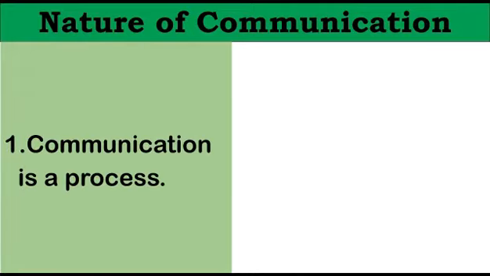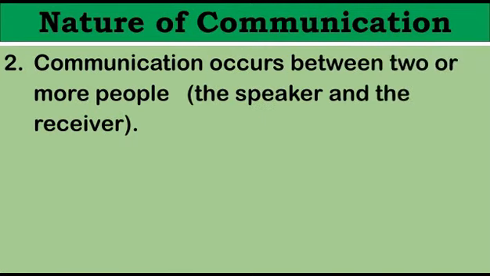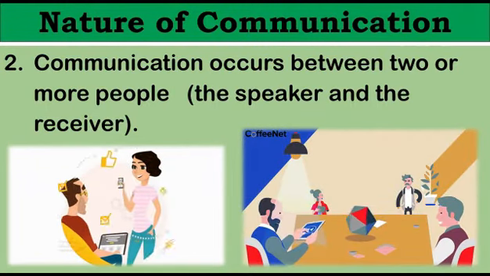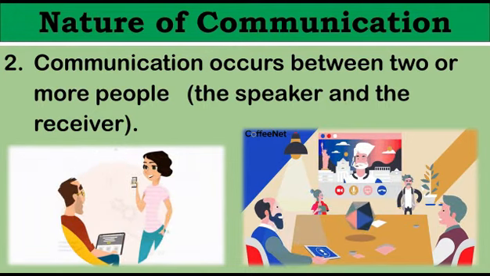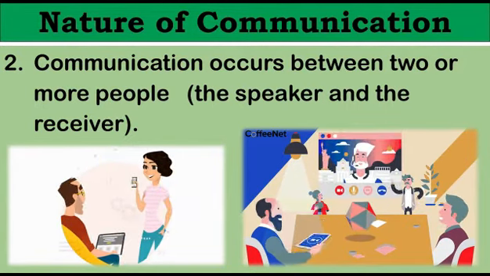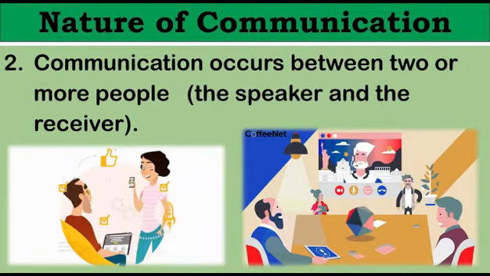First, communication is a process. Any communication involves a transaction. A person wants to talk to someone about something because that person needs something from that someone. Second, communication occurs between two or more people, the speaker and the receiver. And always remember that communication comes about when the message is imparted as information. At the minimum, two persons are involved in the process: the one who delivers the message and the one who receives and understands the message. And the conversation continues as the speaker and the receiver exchange roles.